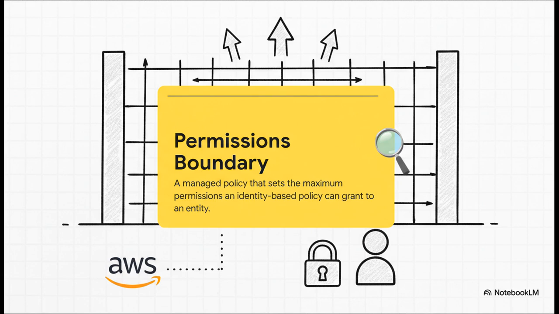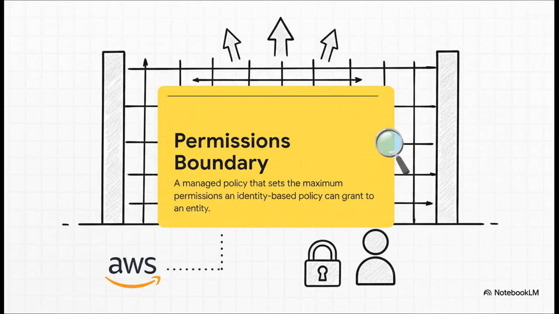Now let's talk about another type of guardrail, one you will absolutely see on the exam. It's called a permissions boundary. So if an SCP is like a big fence around your whole neighborhood, the whole AWS account or OU, a permissions boundary is like a fence you put around a single house.